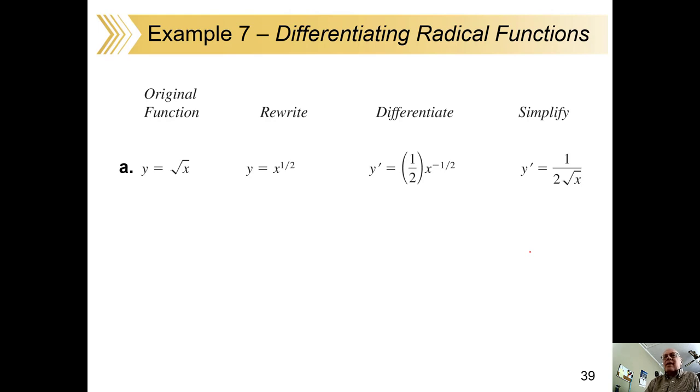So here's an example. You take the square root of x, rewrite it, differentiate, and then simplify. Because if you're writing a good answer, you don't want to use the negative. You want to bring that down to the denominator, and you also want to change that 1/2 to what it represents without using a fractional exponent.